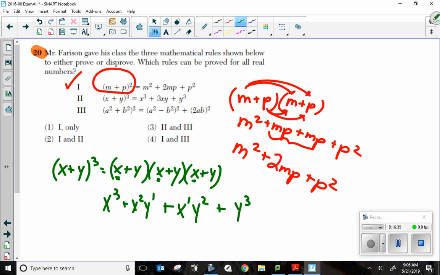Now, the coefficients, I don't know what the coefficients could be. I mean, I know for a fact it's going to be 1, 3, 3, 1. You guys might not know that. There's something called Pascal's triangle that helps us to determine that. But let's take a look at the exponents here. Since this is 3, all my exponents should add to 3.